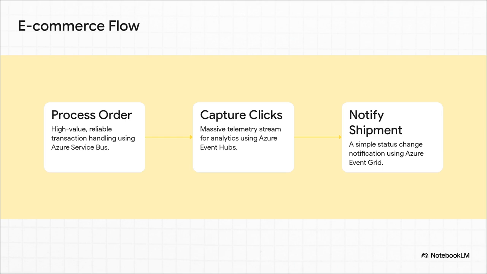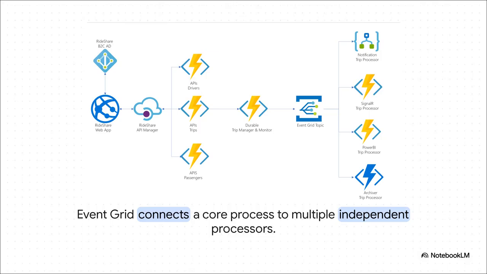Meanwhile, as they were browsing the site, we were capturing every single click for our analytics team. That's a massive stream of telemetry, which is a perfect job for Event Hubs. And finally, when the warehouse packs the box and ships it, we need to let other systems know. That's a simple change of state, order shipped, which is the ideal job for a simple Event Grid event. See? All working together. And check this out.